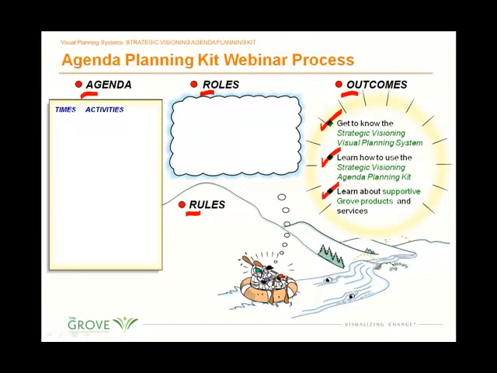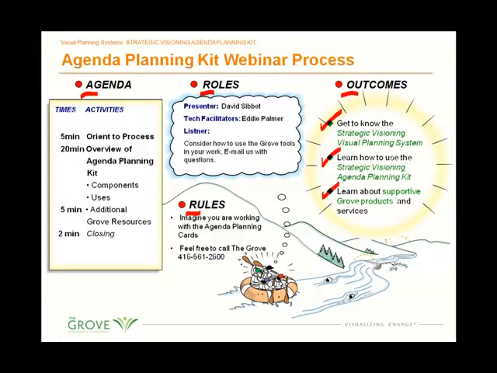Now, just to give you an idea what a completely filled out graphic guide might look like if you were running a web conference, it might look something like this. And over on the left, I've got a little agenda for this talk. We're in the orientation phase right now, and then we're going to do an overview of the kit, its components and uses, and then additional Grove resources, and then a little bit of closing comments. In a live meeting, I would be talking about the roles and the rules. In addition, if you save this presentation, you might note here our telephone, and feel free to call us if you have additional questions.